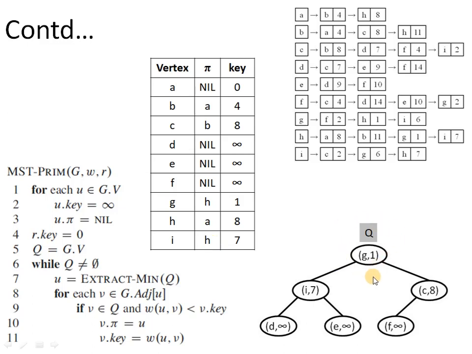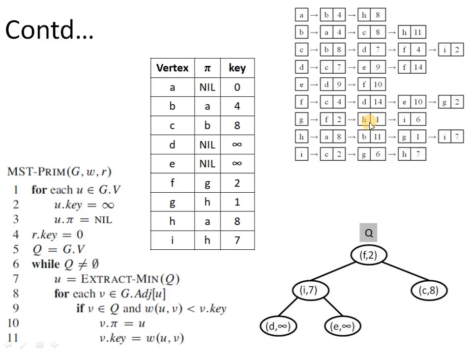Next we have to perform extract min again. So it will delete the vertex G from the min priority queue, and then we have to scan the linked list corresponding to vertex G. It has F, whose weight value is 2. So infinity will be updated to 2 now. So F will be moved to the root of the priority queue, and accordingly the pi attribute corresponding to F will be updated to G.